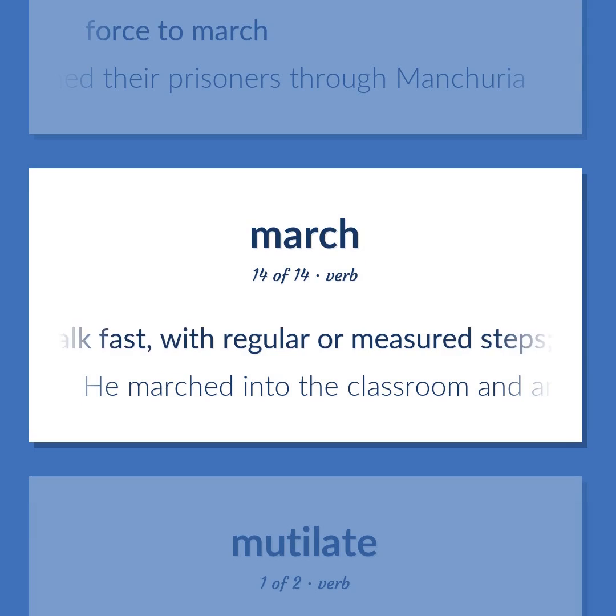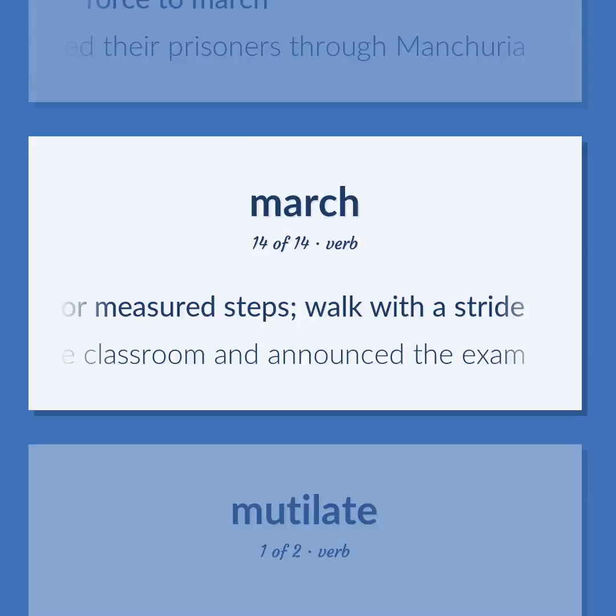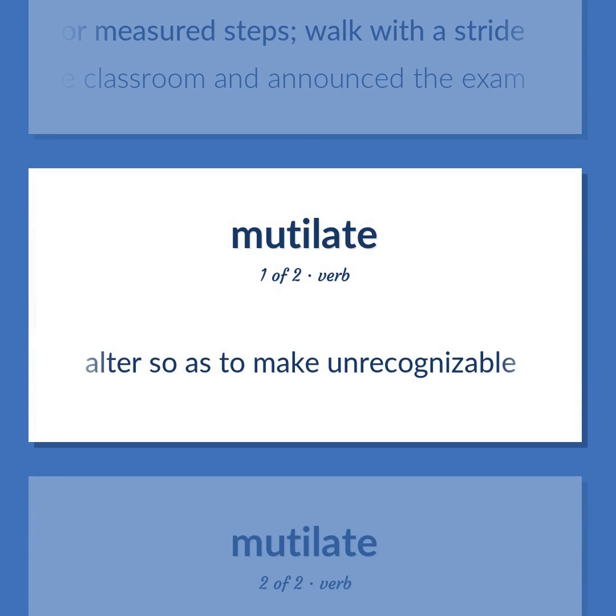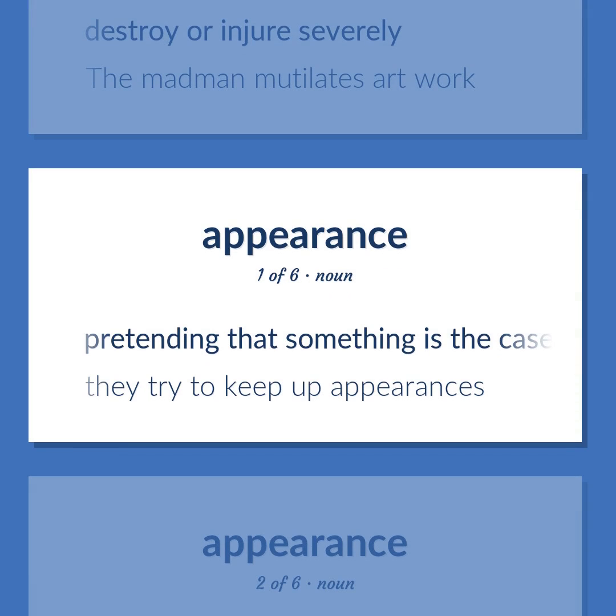Walk fast, with regular or measured steps. Walk with a stride. He marched into the classroom and announced the exam. Alter so as to make unrecognizable. Destroy or injure severely. The madman mutilates artwork. Pretending that something is the case in order to make a good impression. They try to keep up appearances.